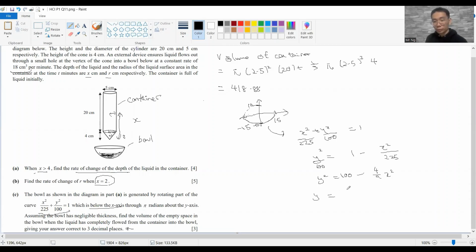y equals to... okay, so maybe not this. Maybe we don't need to. We need to consider other things.